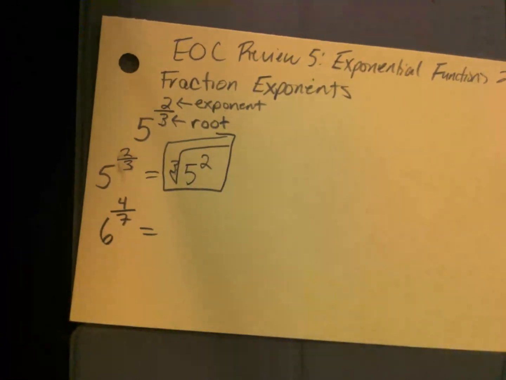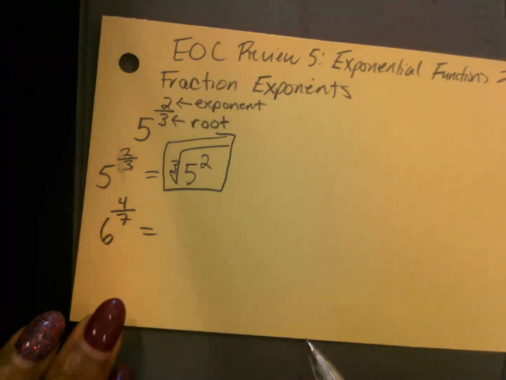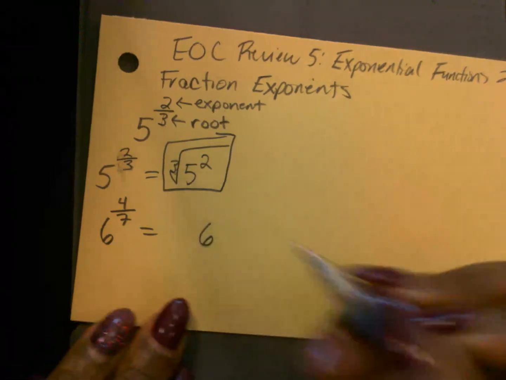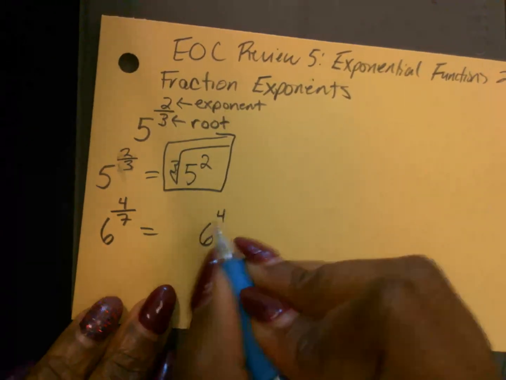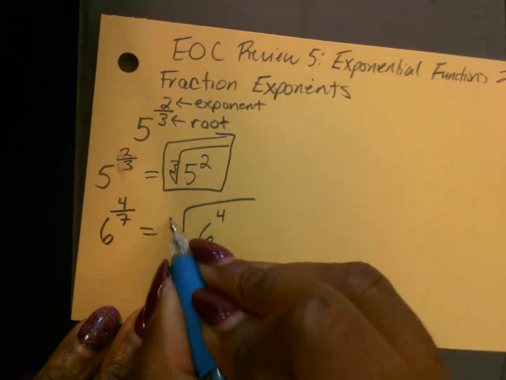See if you can write that on your own. Pause for the cause. All right, so how would we write this? We write 6 to what power? 4, the 4th power. And what root is this? 7, the 7th root.